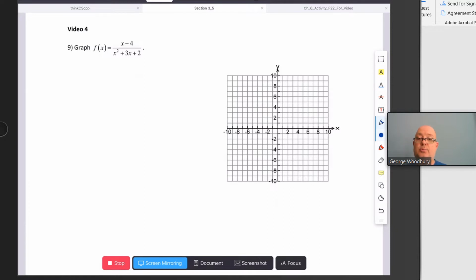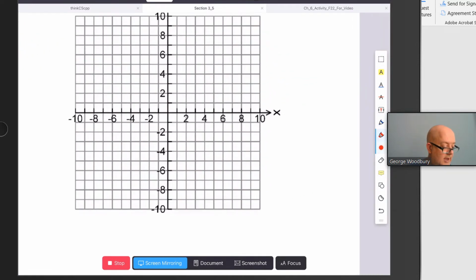Start with problem listed as number 9, f of x equals x minus 4 over x squared plus 3x plus 2. I'm going to always start by factoring the denominator and the numerator if possible. That denominator is going to give me my vertical asymptote. So the denominator factors to be x plus 1 times x plus 2. The vertical asymptotes are at x equals negative 1 and x equals negative 2. So we're going to put the two asymptotes there at negative 1 and negative 2 for x.